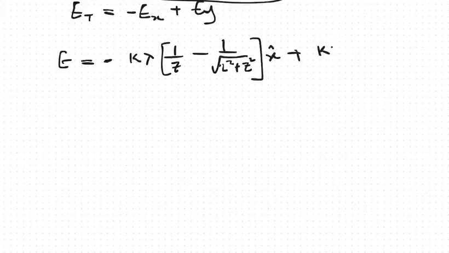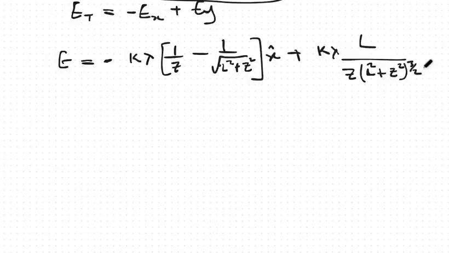k lambda divided by z into L squared plus z squared to the power 3 divided by 2 in the y direction.